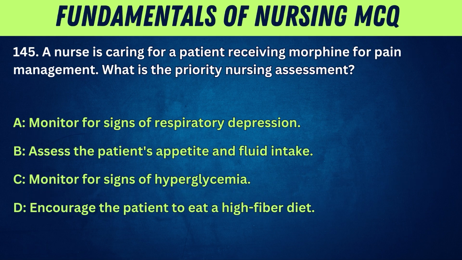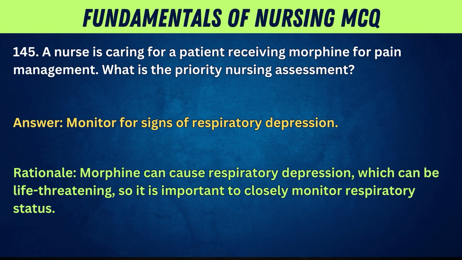145. A nurse is caring for a patient receiving morphine for pain management. What is the priority nursing assessment? A. Monitor for signs of respiratory depression. B. Assess the patient's appetite and fluid intake. C. Monitor for signs of hyperglycemia. D. Encourage the patient to eat a high-fiber diet. Answer. Monitor for signs of respiratory depression. Rationale. Morphine can cause respiratory depression, which can be life-threatening, so it is important to closely monitor respiratory status.